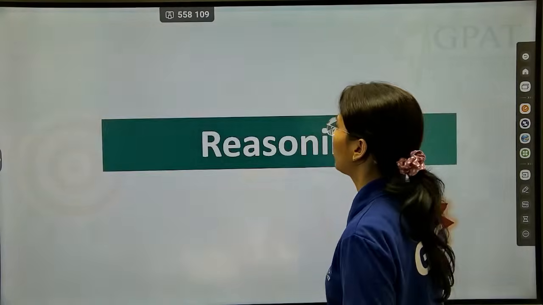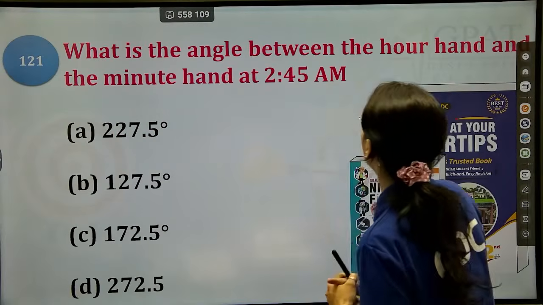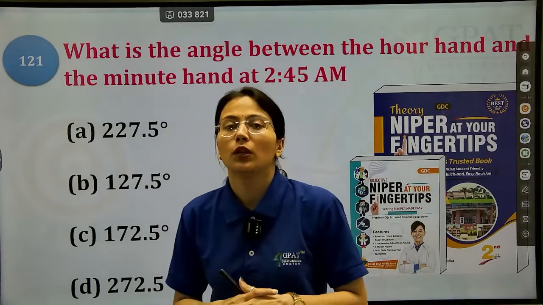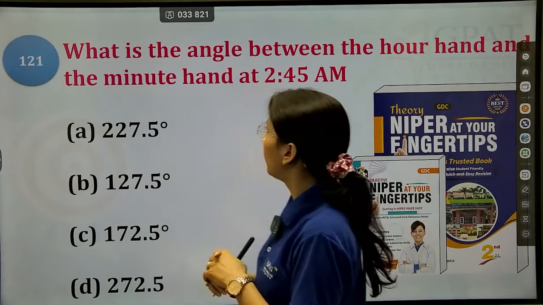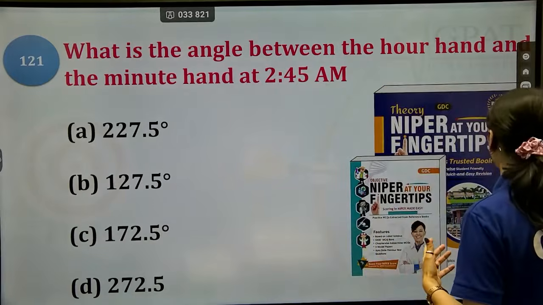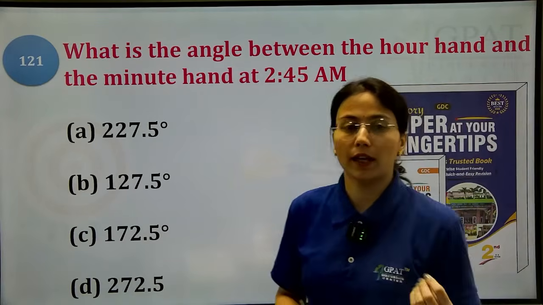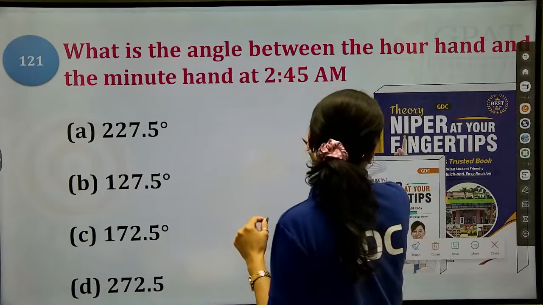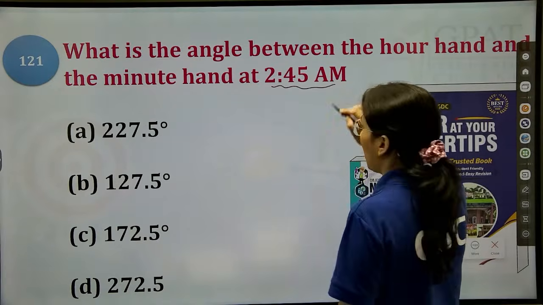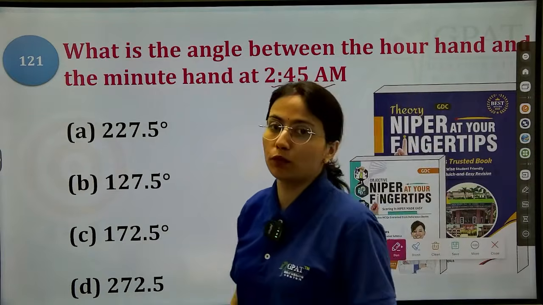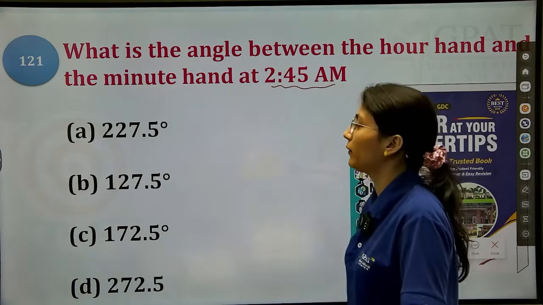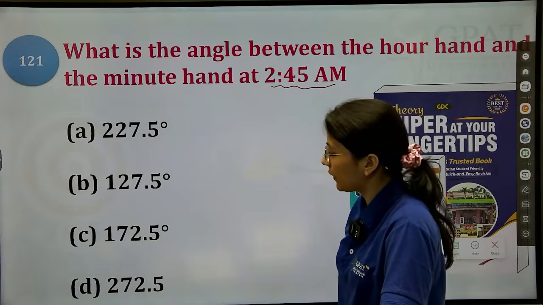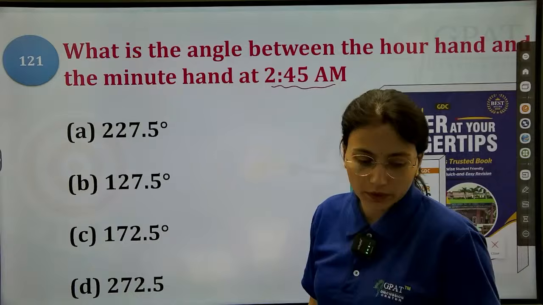Question number 1 from the reasoning is, what is the angle between the hour hand and minute hand at 2:45 a.m.? So we have to find the angle between the hour hand and minute hand at 2:45 a.m. Okay, so what is the answer? We have 4 options: 227.5 degree, 127.5 degree, 172.5 degree, and 272.5 degree.